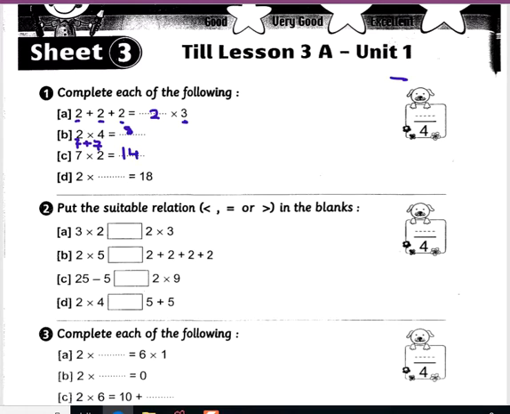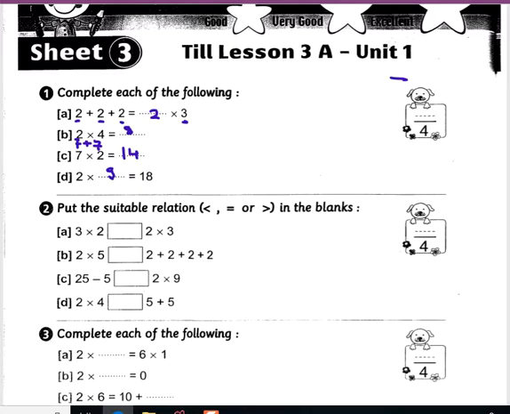D, he said 2 times number equals 18. We want the number in table 2 that equals 18. Take your time. 2 times space equals 18. So the result will be 9.